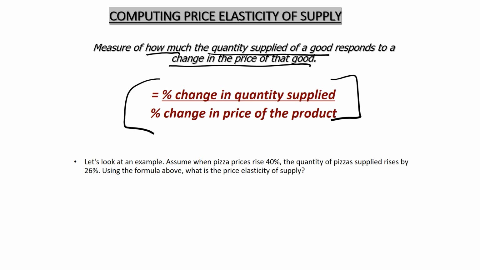We calculate it using this formula over here: percentage change in quantity supplied divided by the percentage change in price of the product.